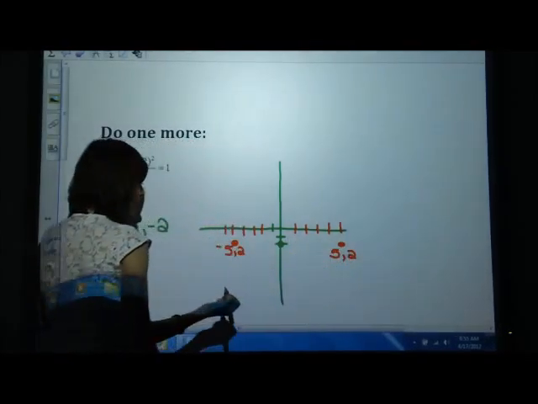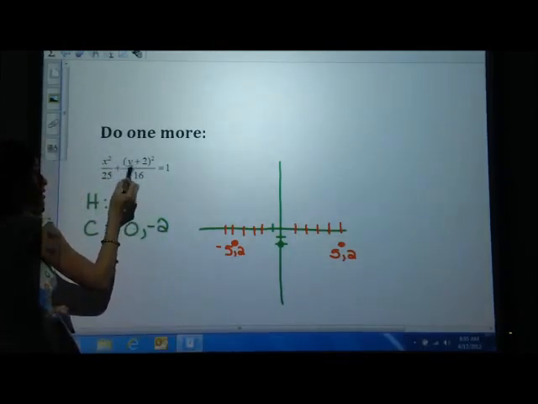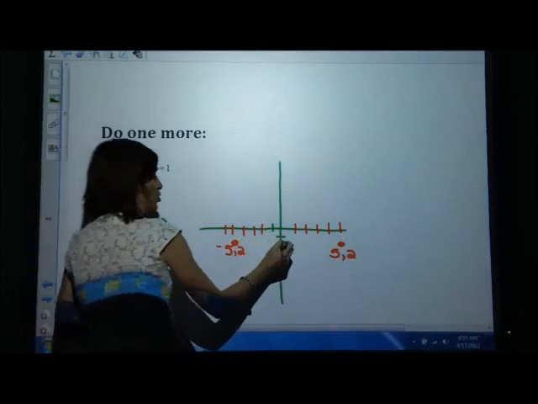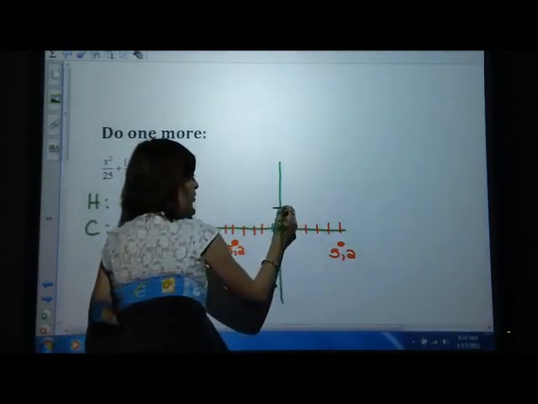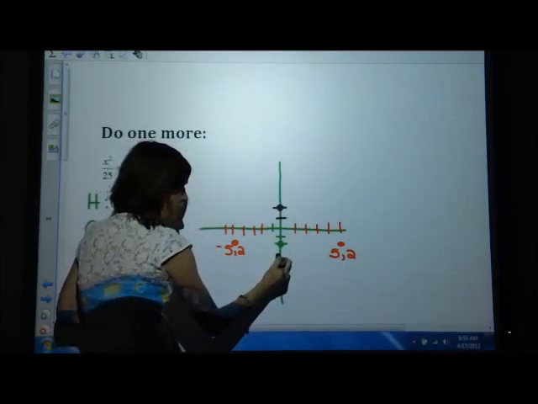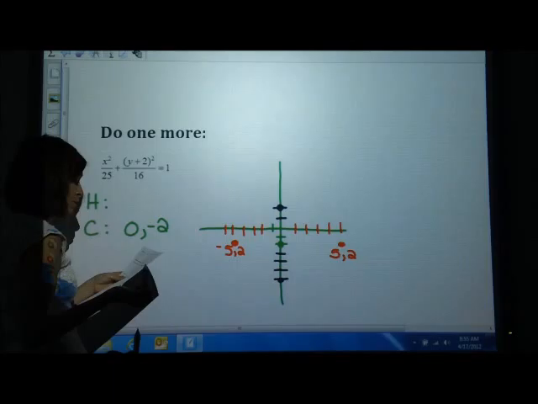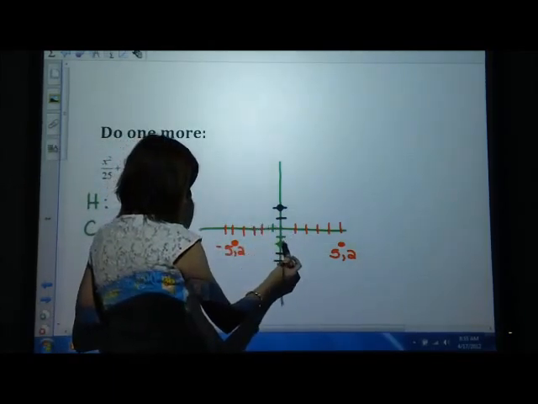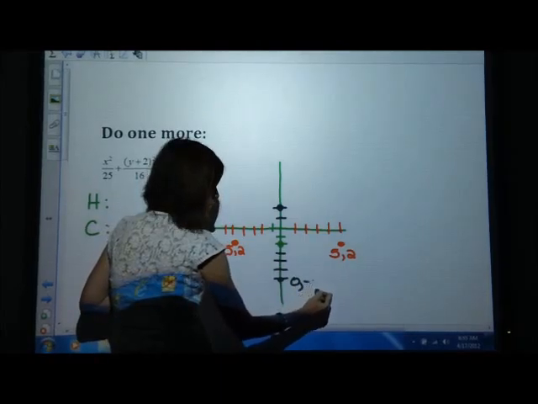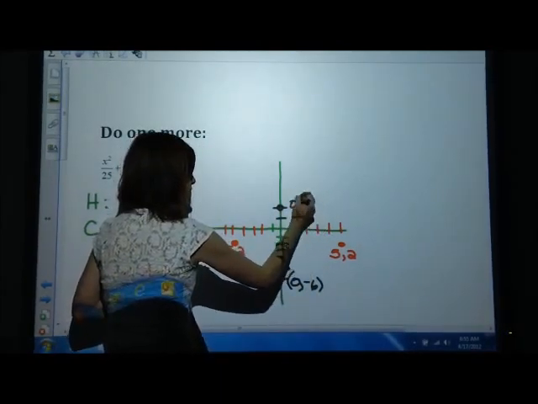So there's my vertices. My co-vertices would be, my b squared is 16, so b is 4. So I'm going to go up 1, 2, 3, 4 to right there, and down 4 to right there. Those points then would be 0, let's see, 0, negative 6, and 0, 2, if I got that right.